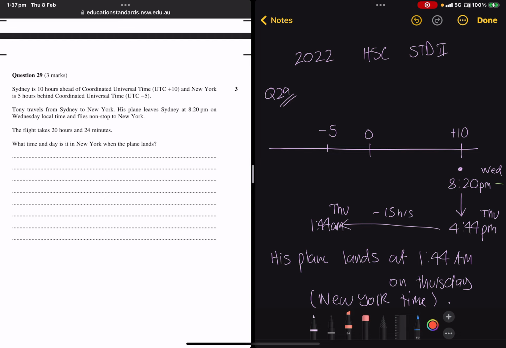The marking for a question like this, you'll get 1 mark for attempting to find an equivalent time. So either taking the Sydney time and increasing it by the flight time, or finding the time in New York when he leaves, something like that. You'll get another mark for working associated with finding the plane landing time, and then your third mark will be for getting the time at which the plane lands and the day. Right? So you've got to have the time and the day in order to get the 3 marks here.